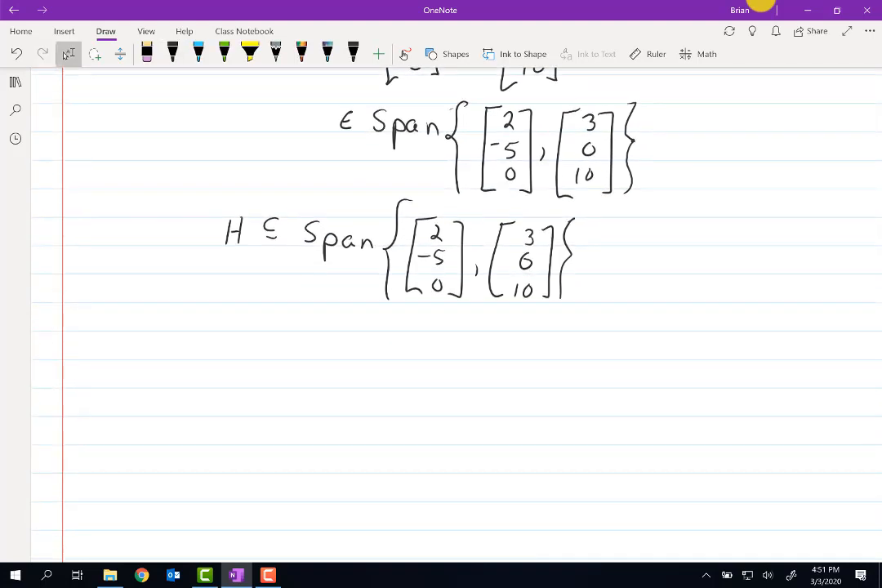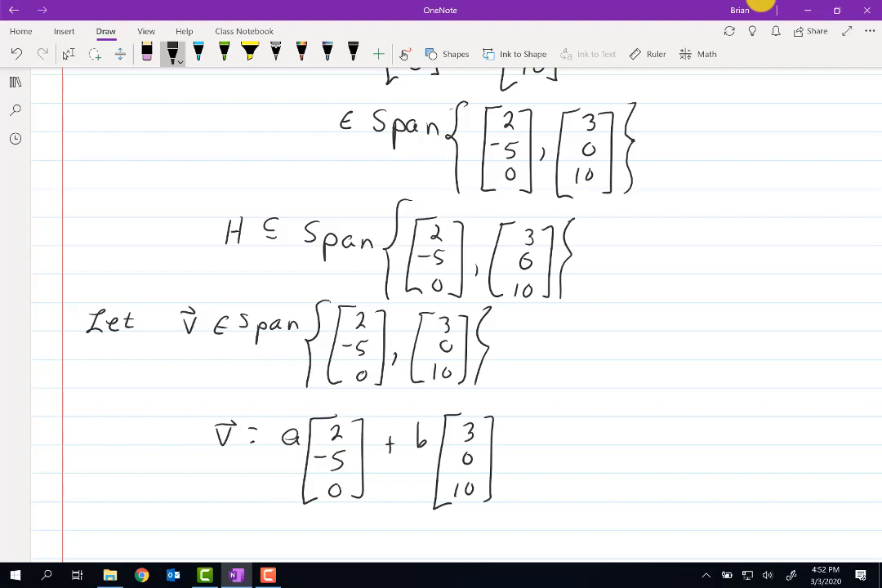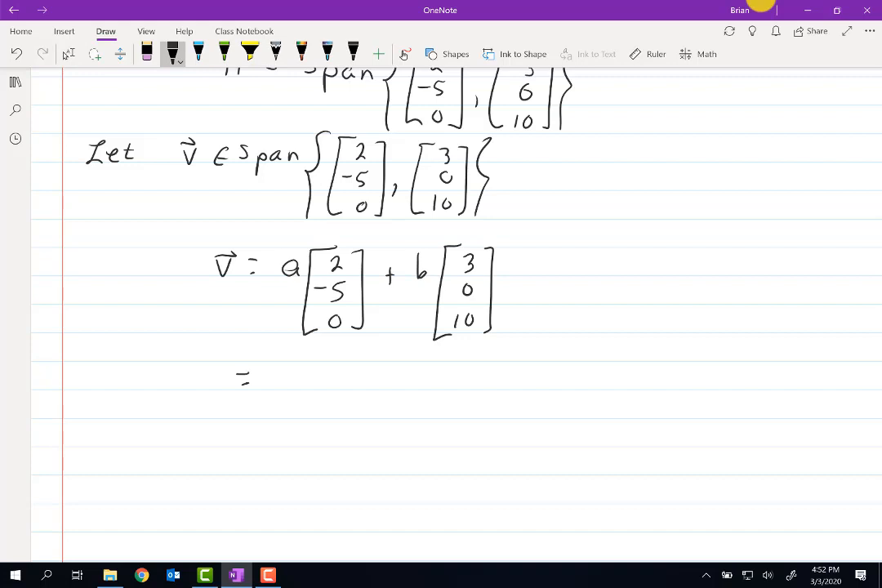Well, pick an item out of the span. So let V be in the span of (2, -5, 0) and (3, 0, 10). Now recall that what that means is that V is going to look like A times (2, -5, 0) plus B times (3, 0, 10). Essentially, V is going to be a linear combination of the two vectors. Now let me put it back together. I'm going to multiply the A through.